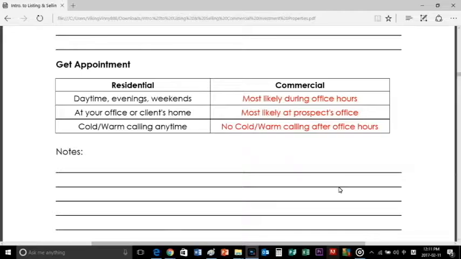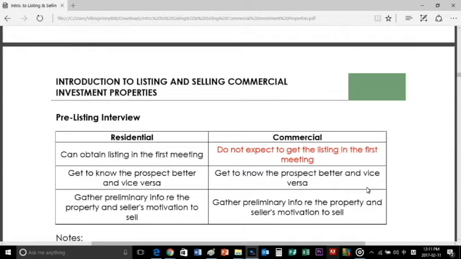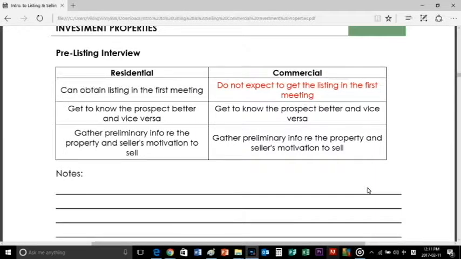Residential, at your office or client's home. Commercial's most likely at prospect's office. Residential says cold, warm calling anytime. And commercial is no cold, warm calling after office hours. Pre-listing interview. Residential can obtain listing in the first meeting. Commercial, do not expect to get the listing in the first meeting.